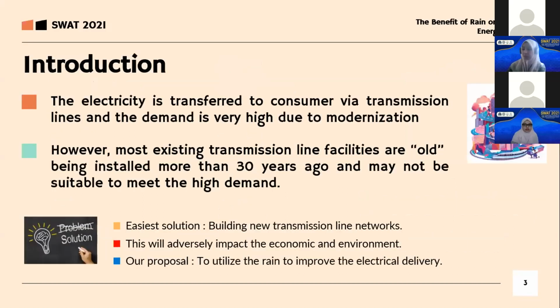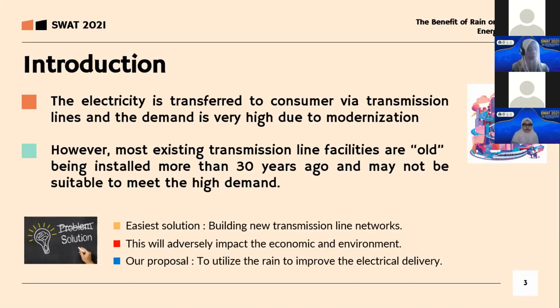First of all, electricity is very important nowadays because of the high modernization. Electricity is transferred to consumers via the transmission line, and the demand on the transmission lines is very high. Also, most existing transmission line facilities are old, because they have been installed more than 30 years ago, and may not be suitable to meet the requirements of today's high demand.